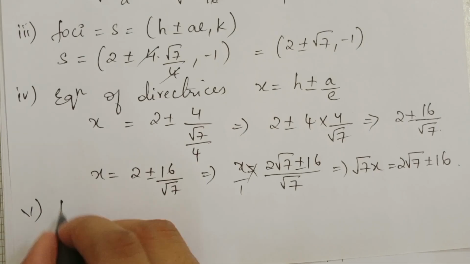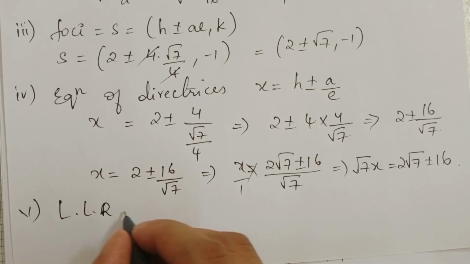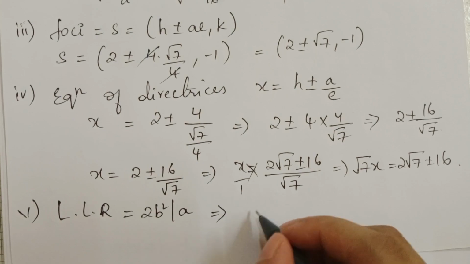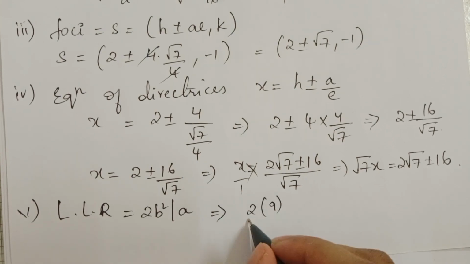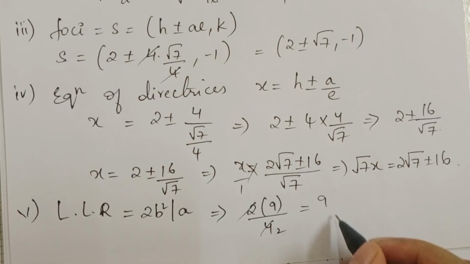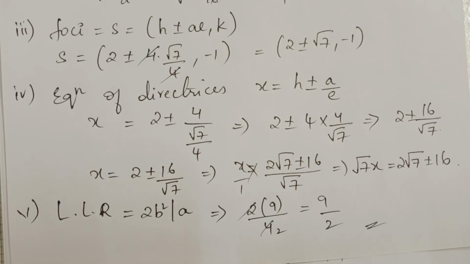Length of latus rectum, which is equal to 2b square by a, which is equal to 2 into b square value is 9 by a value is 4. 2 ones are 2, 2 twos are 4, so it is equal to 9 by 2 is our answer.